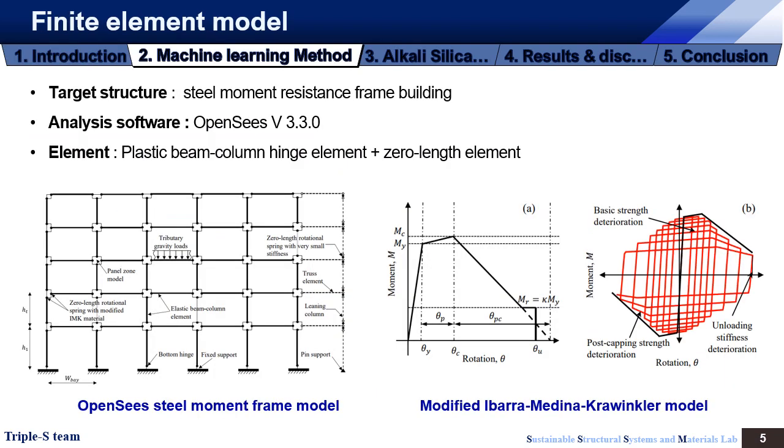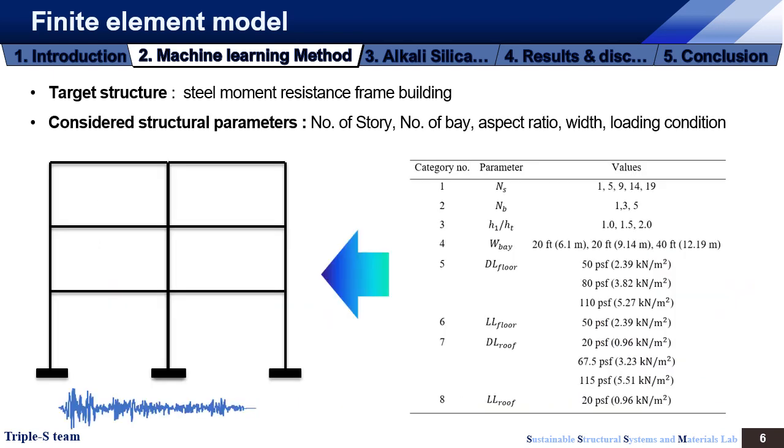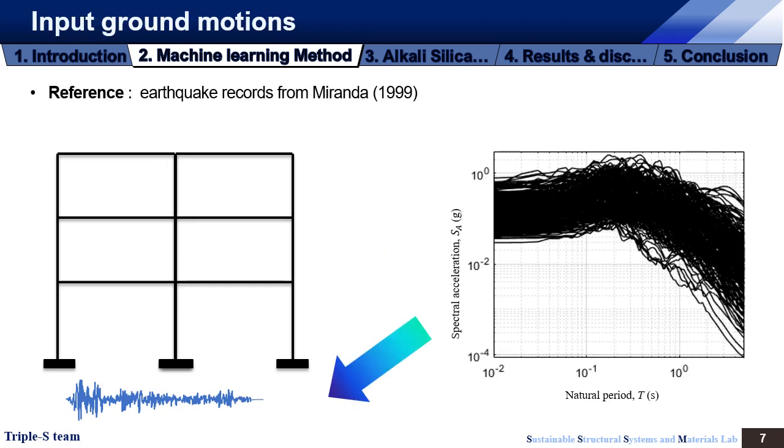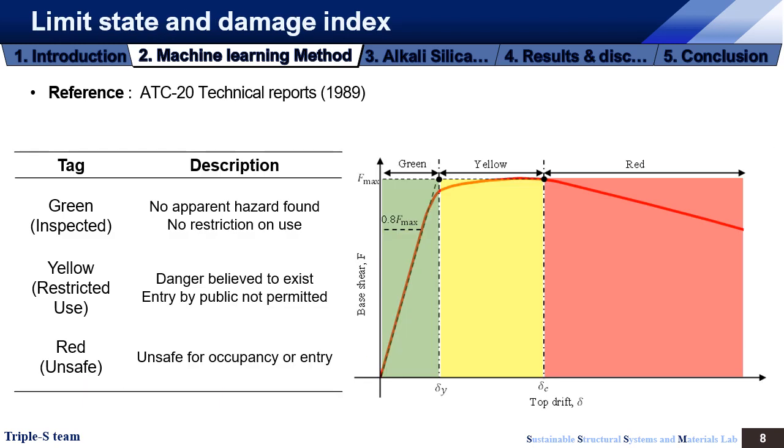So the next chapter is about the development of machine learning methods, and we're using OpenSees version 3.3 for the analysis of the steel moment frame building. The used elements are summarized in this slide. And we're also considering various structural parameters, which are summarized in the right figure. For the input ground motions, we used the earthquake records from Miranda 1999, which were from the California region. And we're also considering the damage index and limit state from the ATC-20 technical report of 1989.